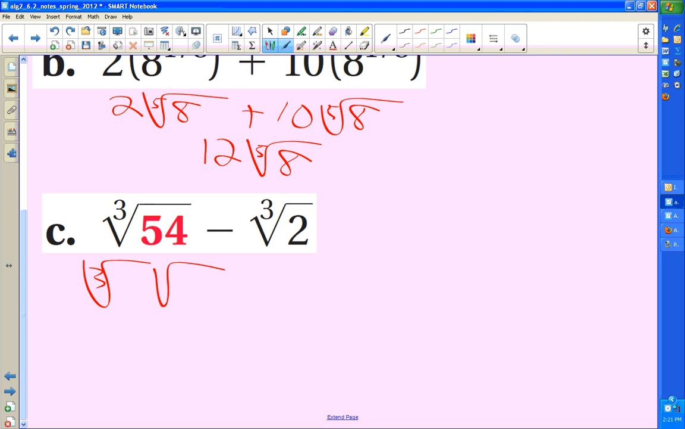Who's the good guy for 54? 27. 27, bad guy? 2. So this is 3 times the cube root of 2 minus the cube root of 2. You know what some people are going to tell me? The answer is 3. 4. Wait, it's 2. 2 cube roots of 2.